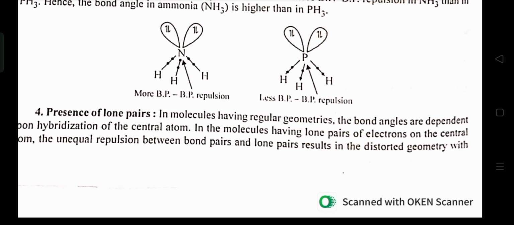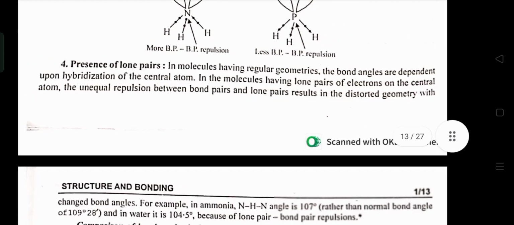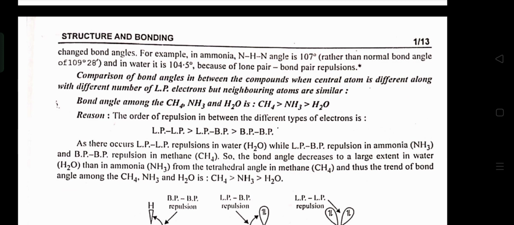Presence of lone pair: in molecules having regular geometries, the bond angles depend upon the hybridization of the central atom. In molecules having a lone pair of electrons on the central atom, the unequal repulsion between bond pair and lone pair gives a distorted geometry with changed bond angles. For example, NH3 is 107 degrees rather than the normal bond angle of 109 degrees 28 minutes. In water, it is 104.5 degrees because of lone pair-bond pair repulsion.